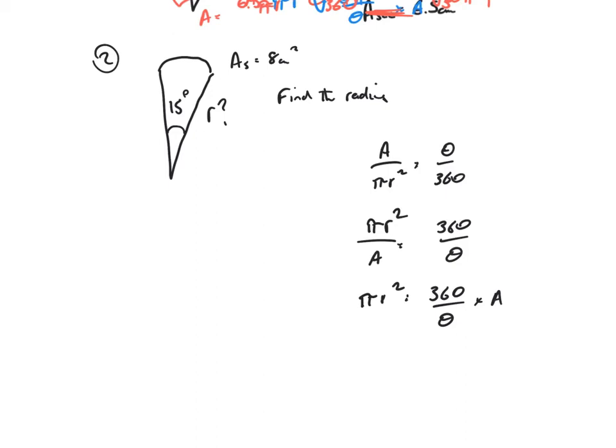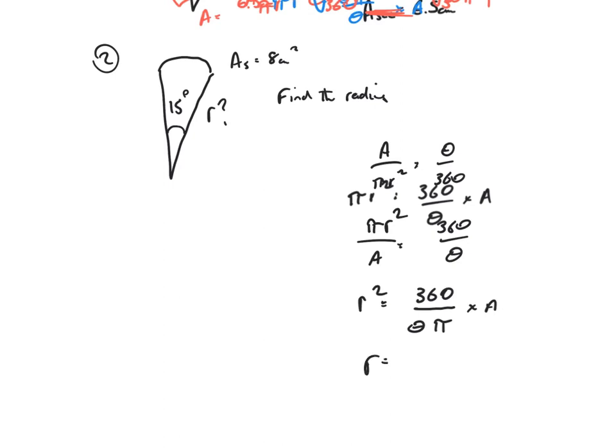I'm now going to look to get rid of the next thing, which is times pi, by bringing that down, dividing. So that's going to be r squared equals 360, and then bring it down. That's going to be divided by theta with the pi down there as well, times a. And now eliminate the square by taking the square root. So that will then give me r equals the square root of 360 over theta times pi times a, and I can enter all that into the calculator now.